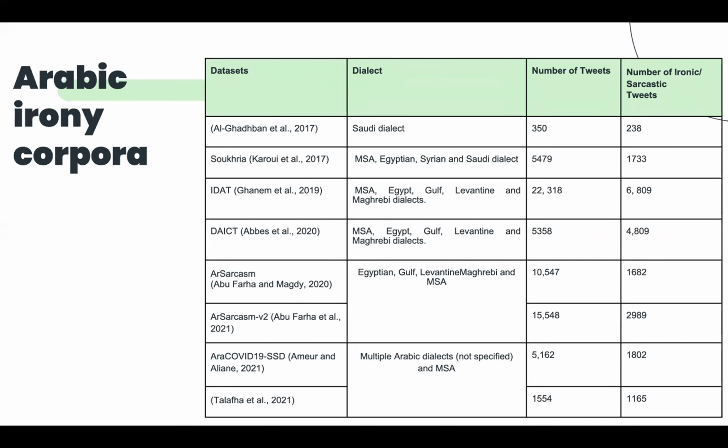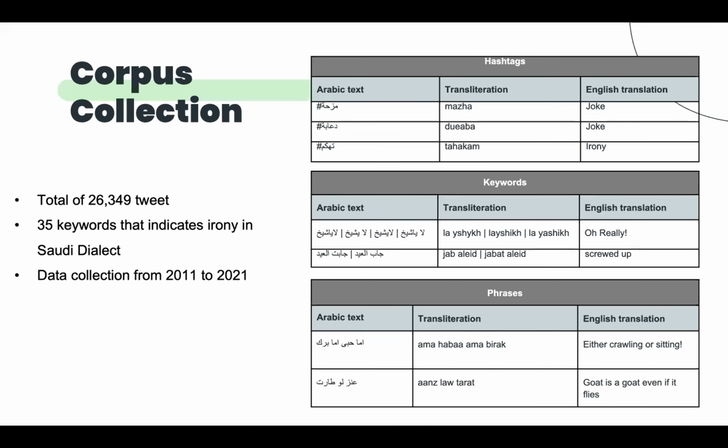Most of these datasets collected tweets using hashtags only. So in our work, we proposed a new Arabic dataset for Saudi irony tweets collected from hashtags, phrases, and words, annotated by humans. So we collected data using 35 words, and we collected about 26,000 tweets.